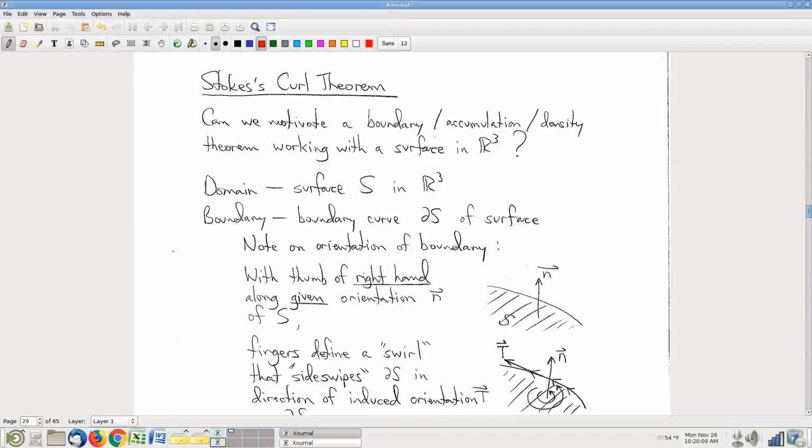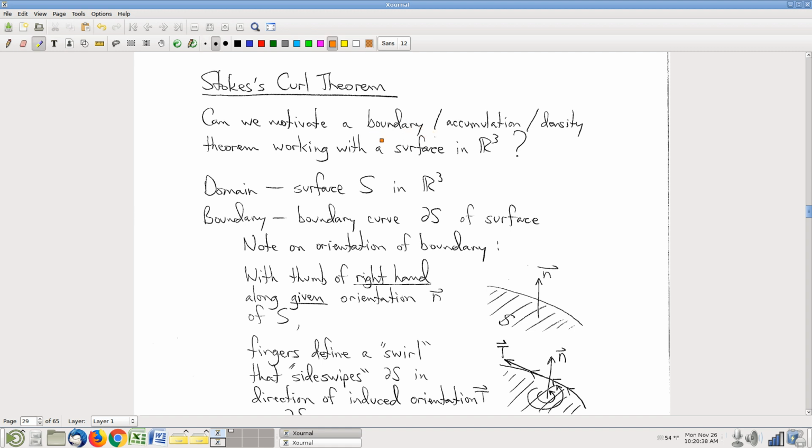Okay, so here's where we were last time. We just barely started talking about this new theorem called Stokes' curl theorem. This is another one of these theorems that I like to call, depending on the context, boundary theorems, because they all pertain to some sort of a domain and its boundary, some computation that's done on its boundary.